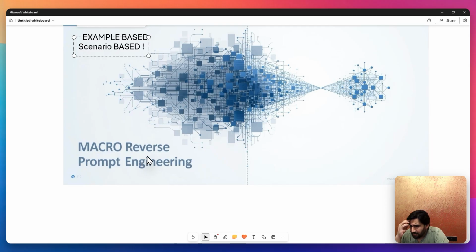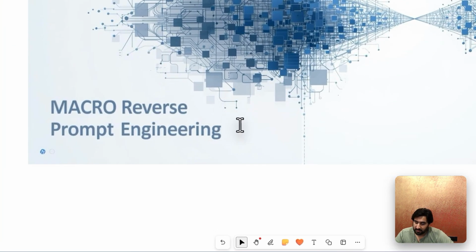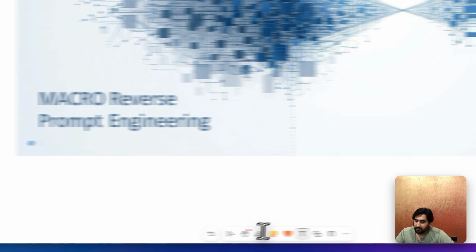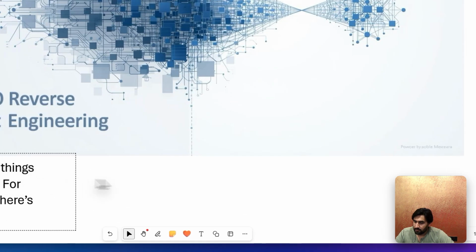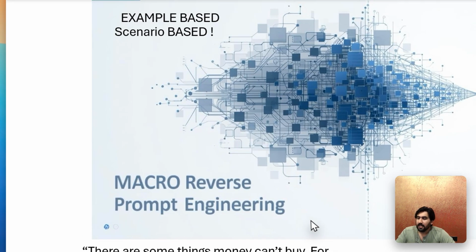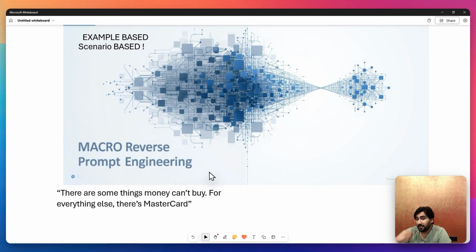So let's assume we are any finance based company, and we wish to generate taglines for our products, maybe for credit cards, debit cards, something like that. Suppose we admire the Mastercard tagline: there are some things money can't buy, for everything else there is Mastercard. I'll use this as the example, and we want to write a prompt that can help us generate similar taglines.